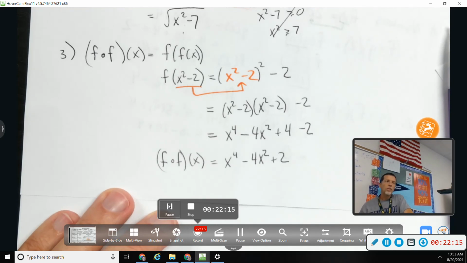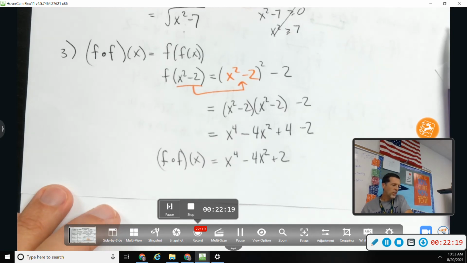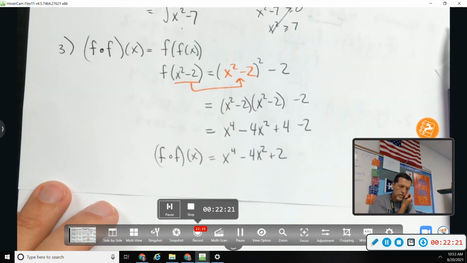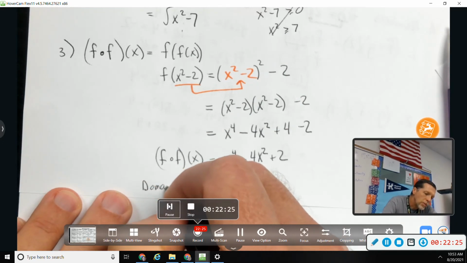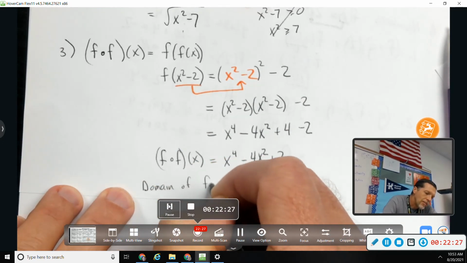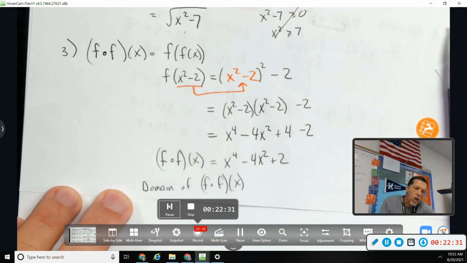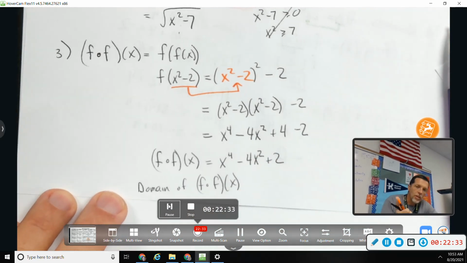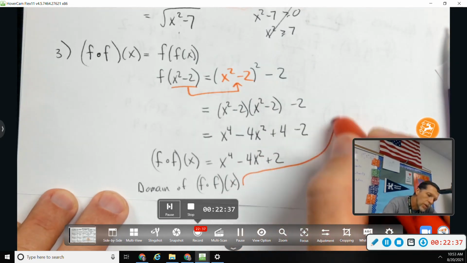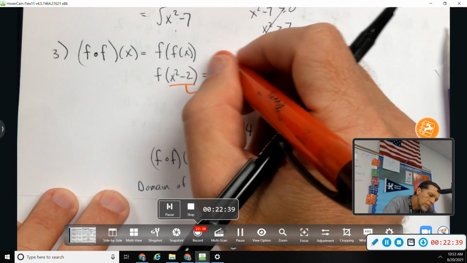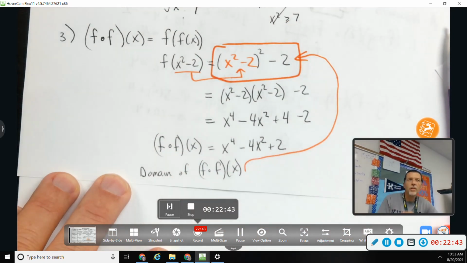Again, use composition, not multiplication. How about the domain of f of f of x? It would be, although be careful, before we answer that we need to look back up here before we start simplifying it. But it would still be all real numbers. So we're good on this one.